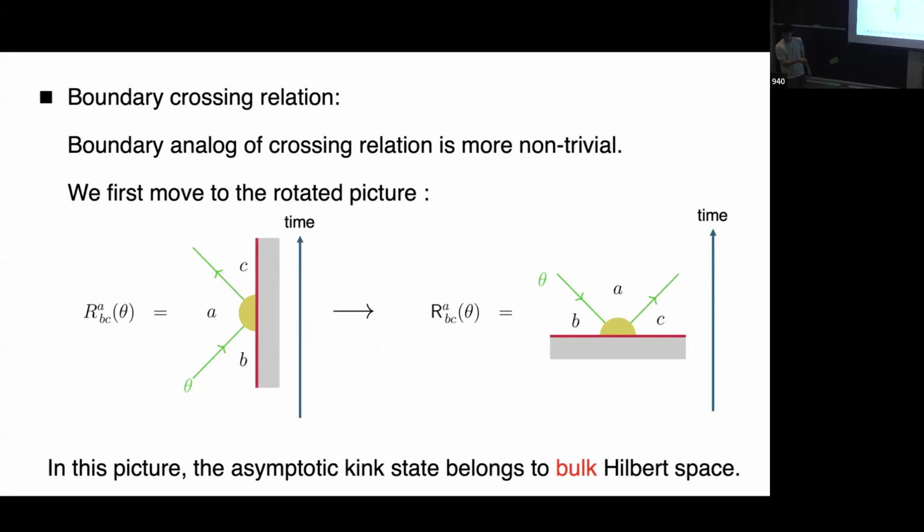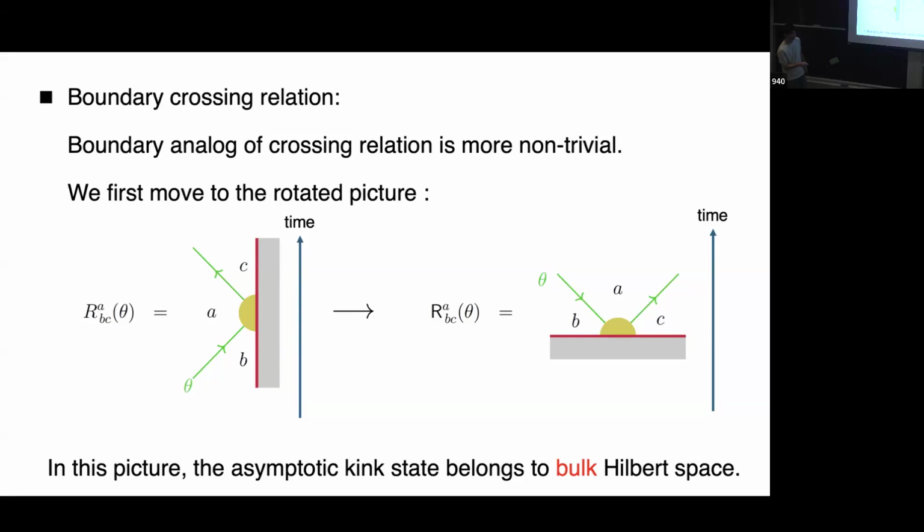Maybe a different notation would help, like R this way, and then I rotate it. I think it should have been written at this stage. Okay, sounds good. The reason why I use this symbol is that this R matrix is a map from Hilbert space with boundary to Hilbert space with boundary. But in this case, this R matrix is a map from bulk Hilbert space to bulk Hilbert space.